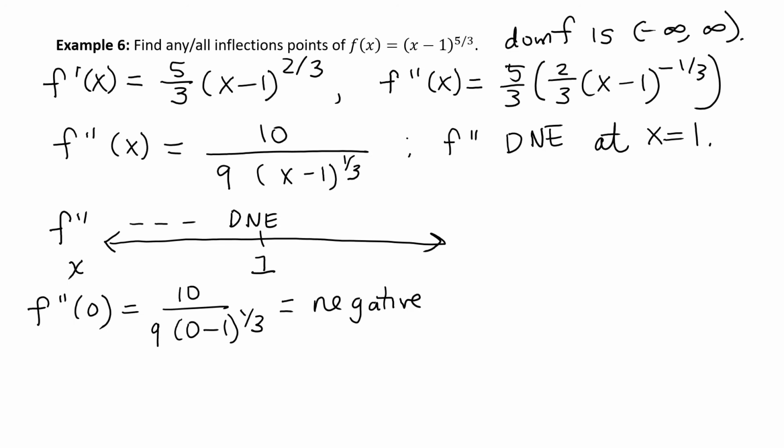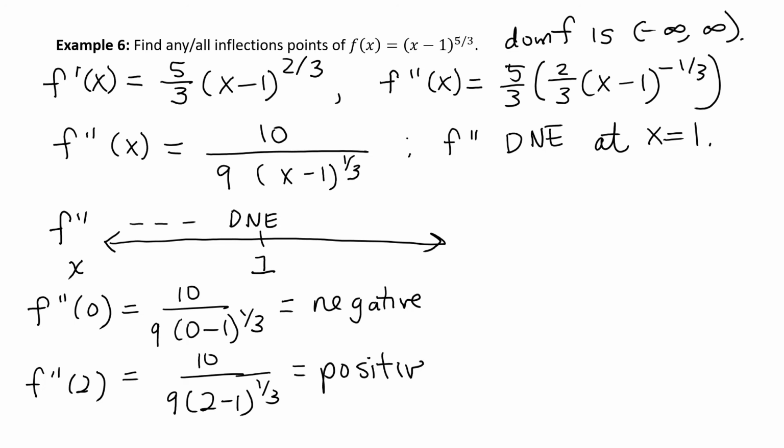Pick a number to the right of 1. Let's just do 2. Second derivative evaluated at 2. 10 in the numerator, 9 times 2 minus 1 to the 1/3. All three numbers are positive, so the product would just as well be positive. So that region to the right of 1, the second derivative is positive.